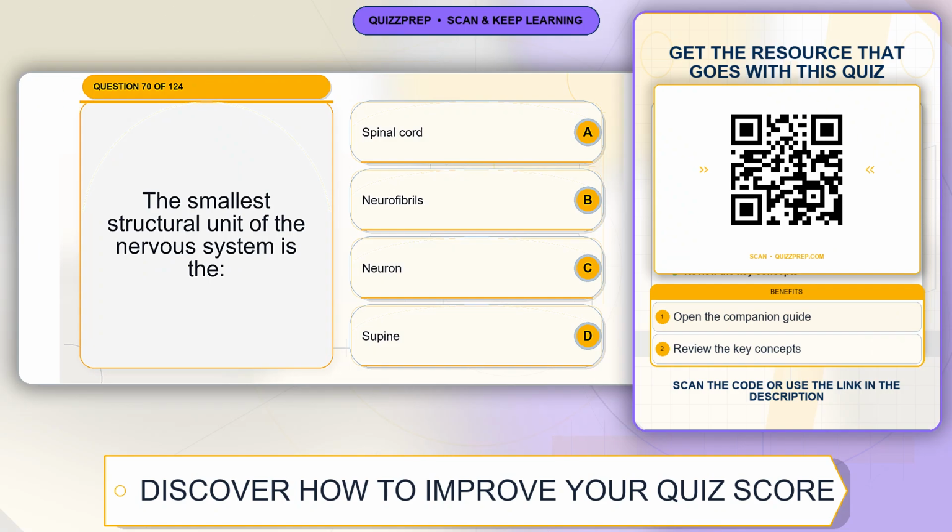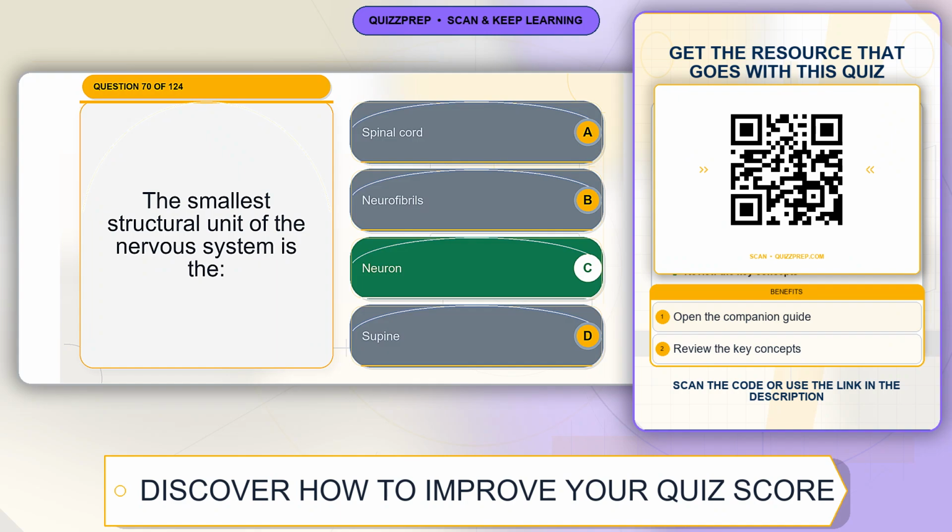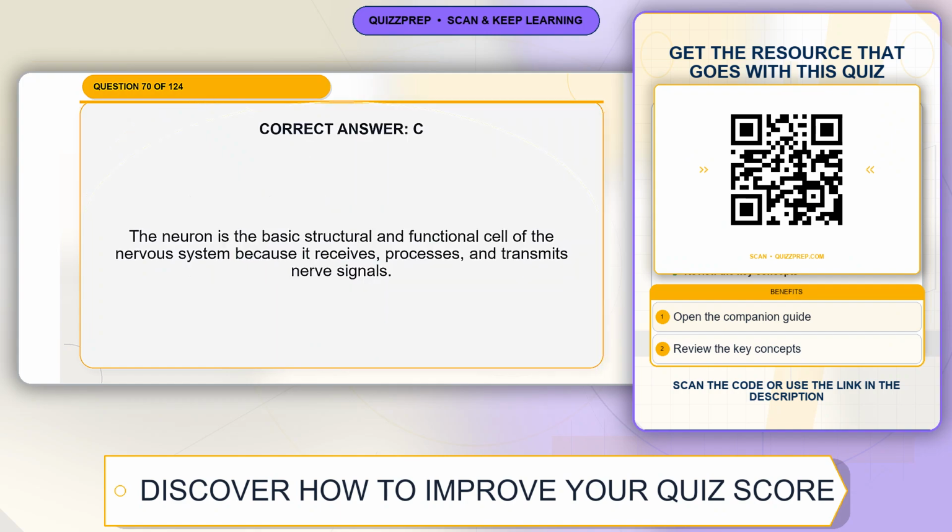Question 70. The smallest structural unit of the nervous system is the: Option A, spinal cord. Option B, neurofibrils. Option C, neuron. Option D, supine. The correct answer is option C, neuron. Explanation. The neuron is the basic structural and functional cell of the nervous system because it receives, processes, and transmits nerve signals.